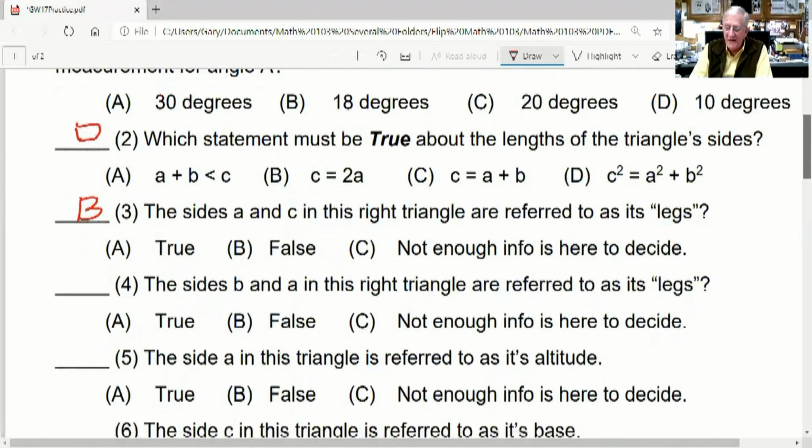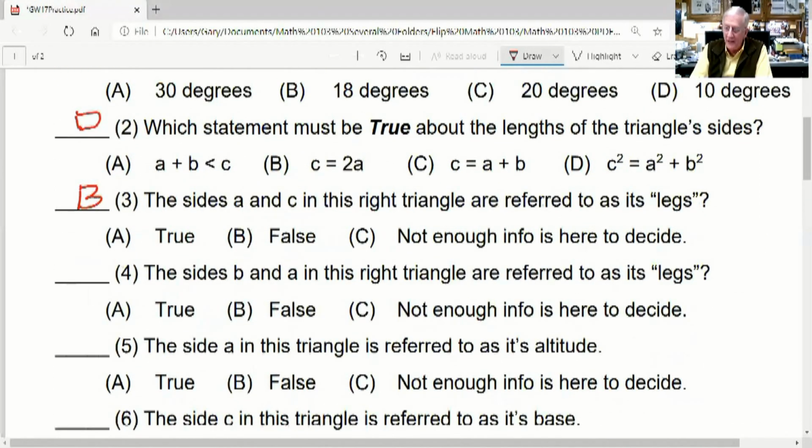The sides B and A in this right triangle are referred to as its legs. Well, yes, they are the legs of the right triangle, aren't they? They're the two shorter sides which kind of hold up the hypotenuse. So that answer is definitely true. So that would be choice A.